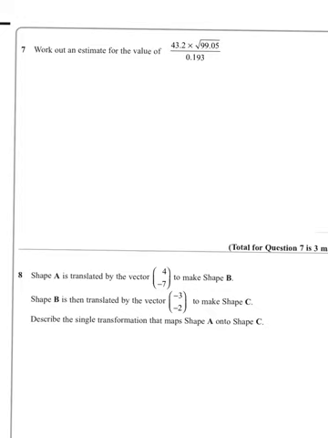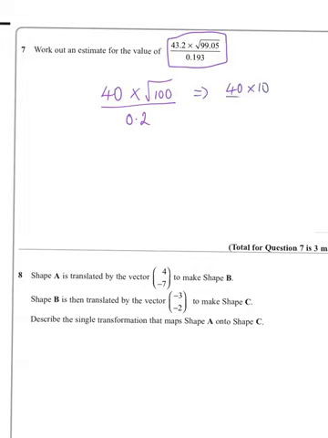Question 7. We want to work out an estimate for the value of the expression given. So in simple terms, we'll call the 43.2, we'll round that to 40. Instead of saying the square root of 99.05, we'll say the square root of 100. And we'll divide that all by, well, we won't say 0.193, we'll say 0.2. So let's go from there. So we'll use the numerator first, and we'll say that's 40 times 10. And the denominator stays as 0.2.